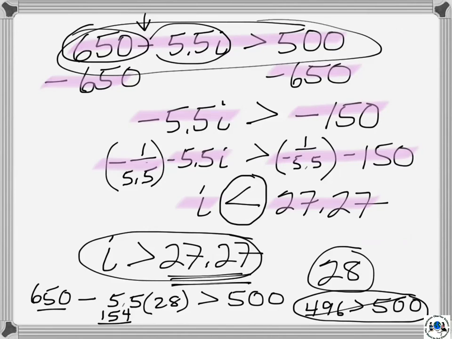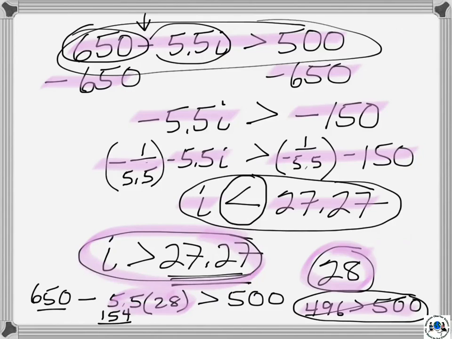So that does not work. So this will not work, because that can't be the answer. If it were the correct answer, then 28 should work. But as you can see, plugging 28 into the original inequality gives us an incorrect answer. So let's continue, and let's reverse that symbol and use this as our answer.